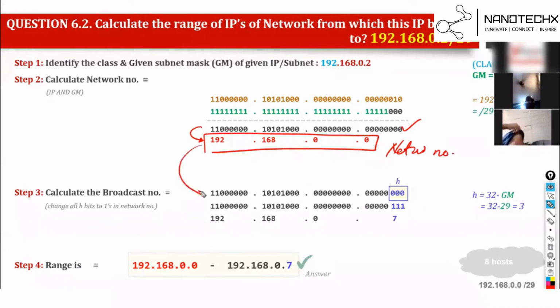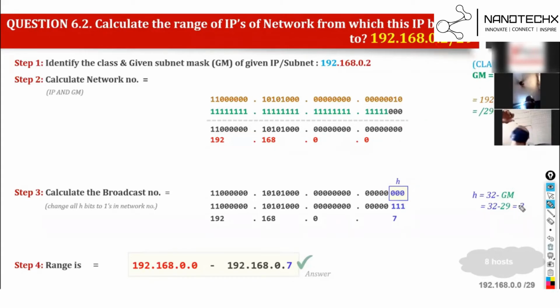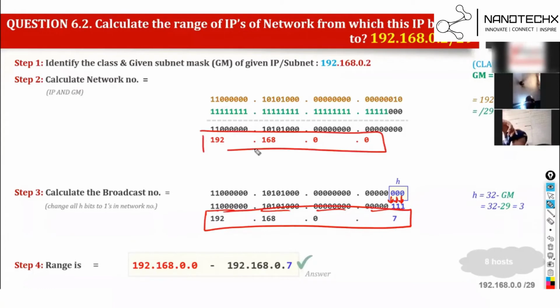Then we put this network number in binary again and convert the H bits to 1. H is the formula to calculate the host bits, which is 32 minus the given mask. Given mask is 29, so I input it here. So 32 minus 29 is 3. It means 3 bits have to change. 3 bits means this bit, this one, and this one. So we change all 3 bits, we make them 1. Then this number 111 becomes .7. So our first IP address is this one, last one is this one.